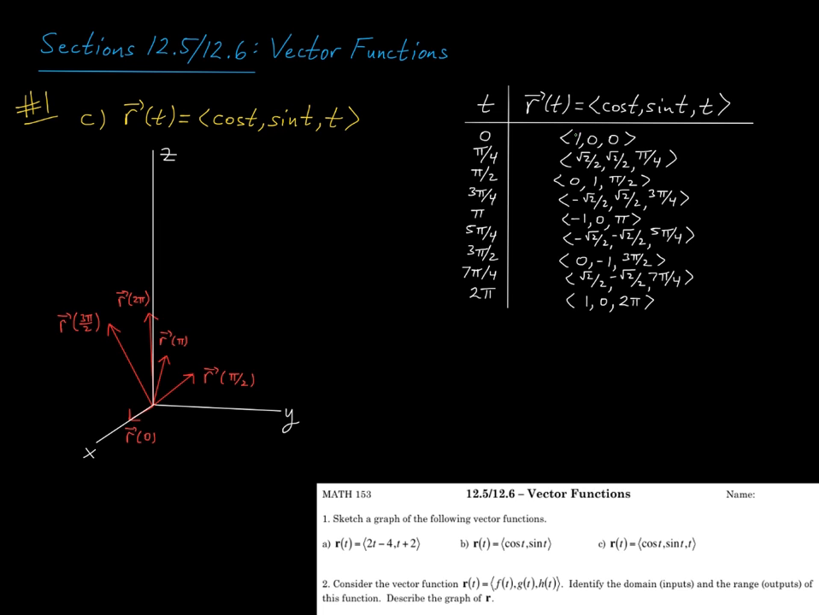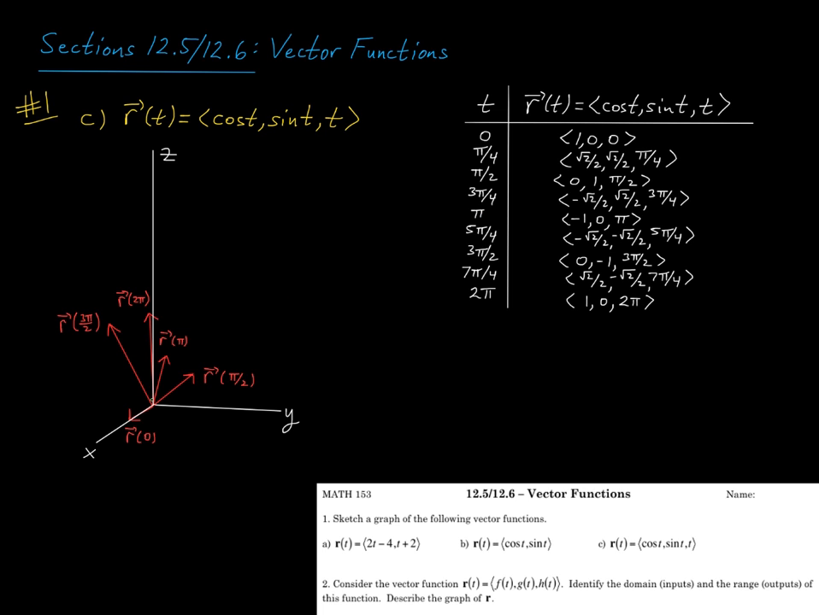So r of 0, that's 1, 0, 0. That's right here along the positive x-axis. That's really the vector i. And then at pi over 2, notice I'm not plotting all of these vectors from the table just because it makes the figure a little too cluttered. But at pi over 2, the output vector is 0, 1, pi over 2. So that's right here, and we have now a positive k component. And so this is really the vector j plus pi over 2 k. So it points upwards like this.